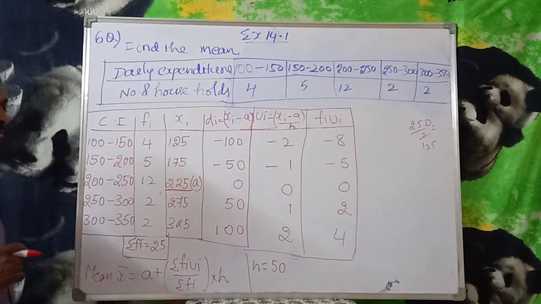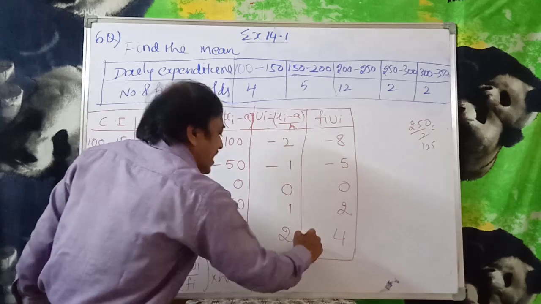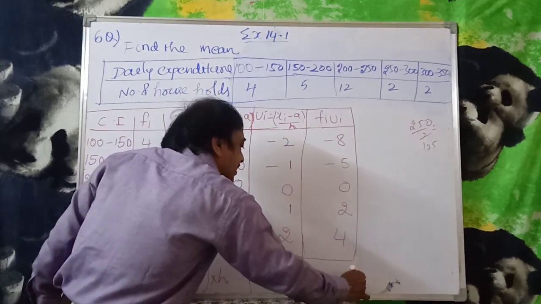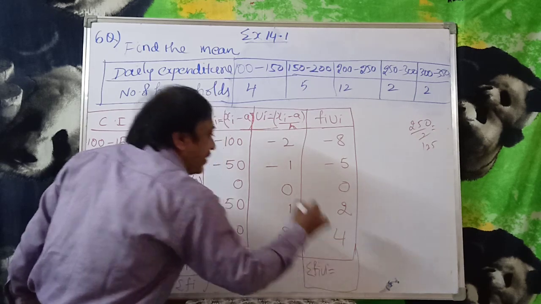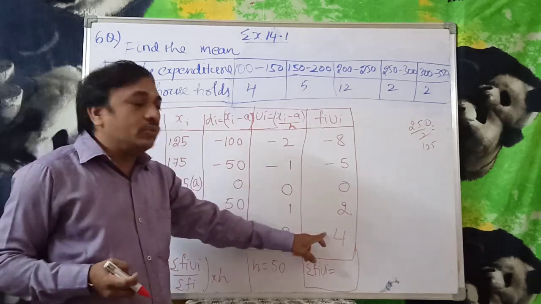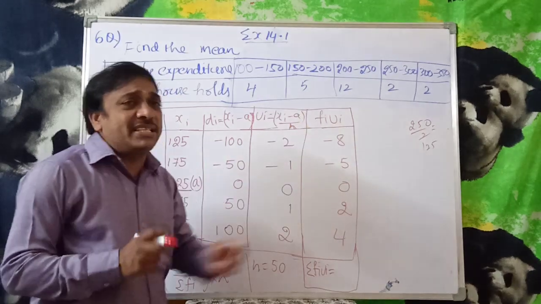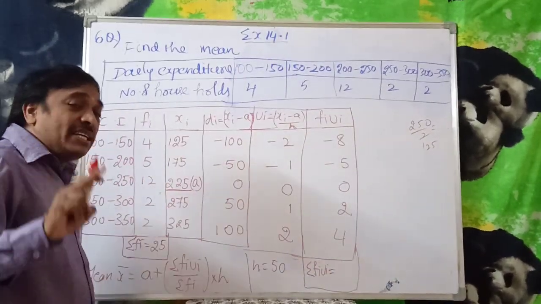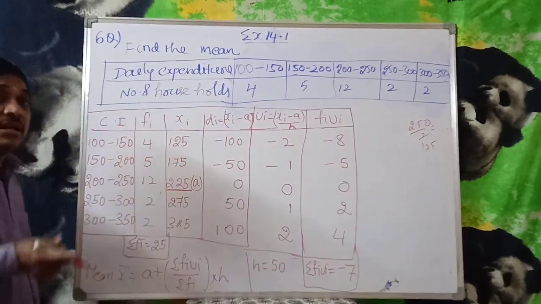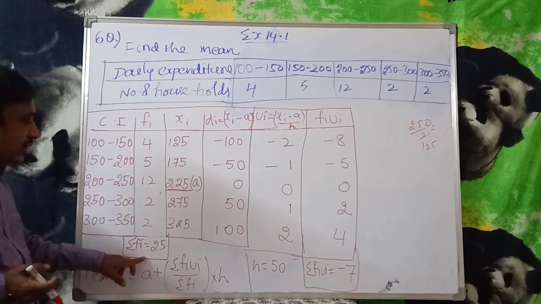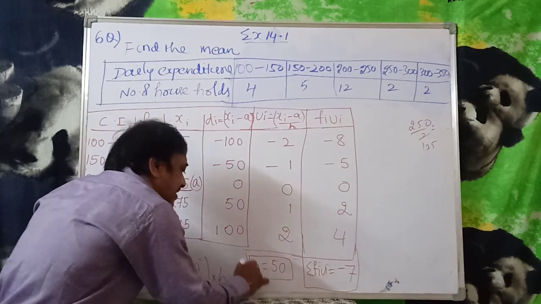See how the data became very small values. The calculation part is reducing here. Now if you add these values, that is known as sigma Fi ui. 4 plus 2 is 6. Minus 8 plus minus 5 is minus 13. Minus 13 plus 6 will be minus 7. So the sigma Fi ui value is minus 7. Sigma Fi, the total frequency, is 25, and this is a. h is the class size.